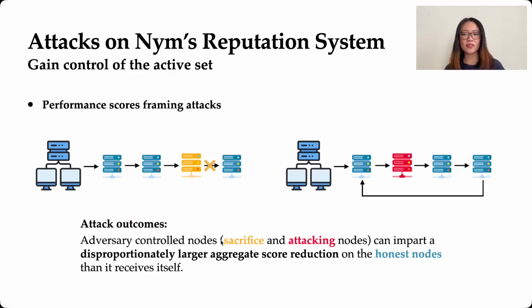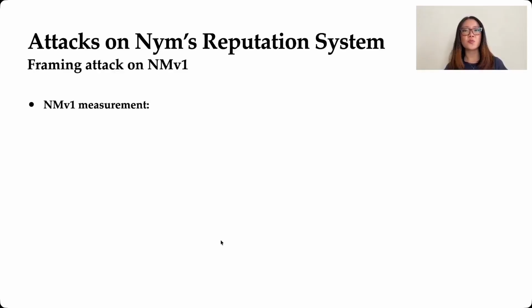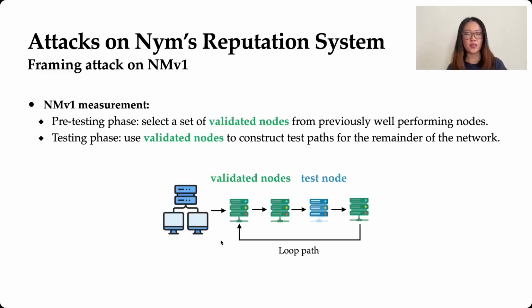So the attack outcome is that we want the adversary-controlled nodes to impart a disproportionately larger aggregate score reduction on the honest nodes than they receive themselves, and this is reminiscent of the creeping death attack first described by Singleton and Soverson in 2002. So now moving on to these two specific measurement algorithms that have been developed by NIM. In version 1, we have two testing phases. In the pre-testing phase, the network monitor selects a set of validated nodes from previously well-performing nodes. And in the testing phase, they use the set of validated nodes to construct test paths for the remainder of the network.